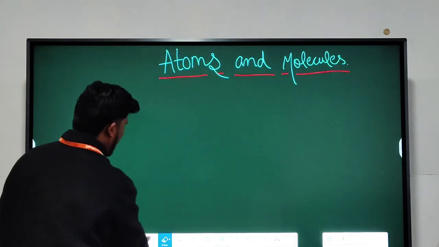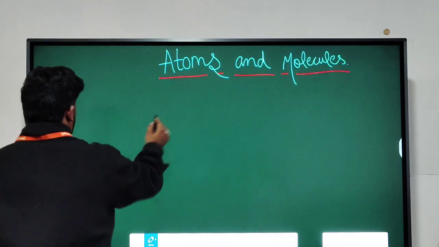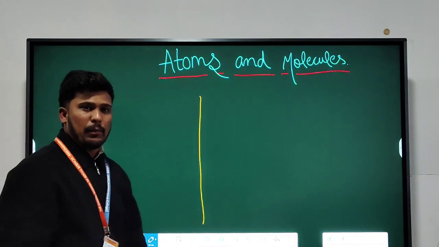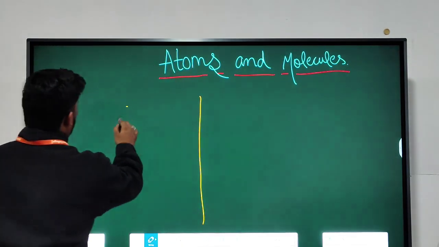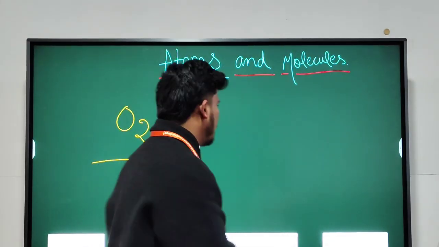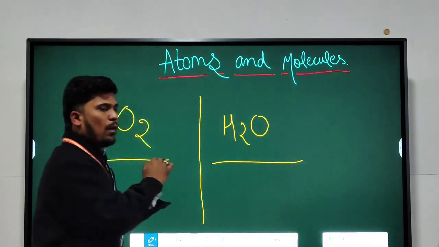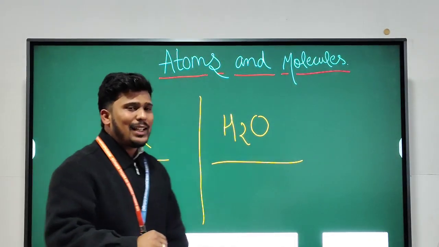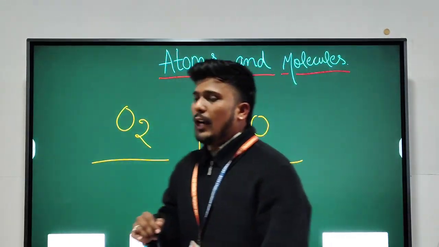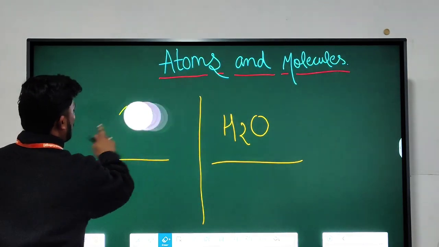We have studied in the previous lecture the basic difference between element and compound. Elements are made up of the same atom. For example, O2 is an element, while a compound is made up of two different elements, like hydrogen and oxygen making H2O, which is water. Now, there are some laws given by Antoine Lavoisier and J. Proust. They are known as the laws of chemical combination.